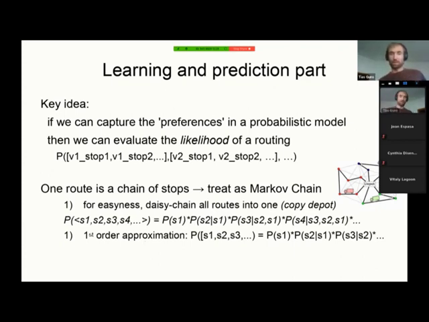So that means that now the probability of our daisy chained sequence is the probability of the first stop, which is the depot, which is always the first stop. So this is simply 1, times the probability of going to the second stop, given the depot, times the probability of going to the third stop, given that you were at the second stop, times the fourth stop, and so forth. All right. Now, this probability computation is first of all quite simple, and estimating these transition probabilities now becomes much more feasible.